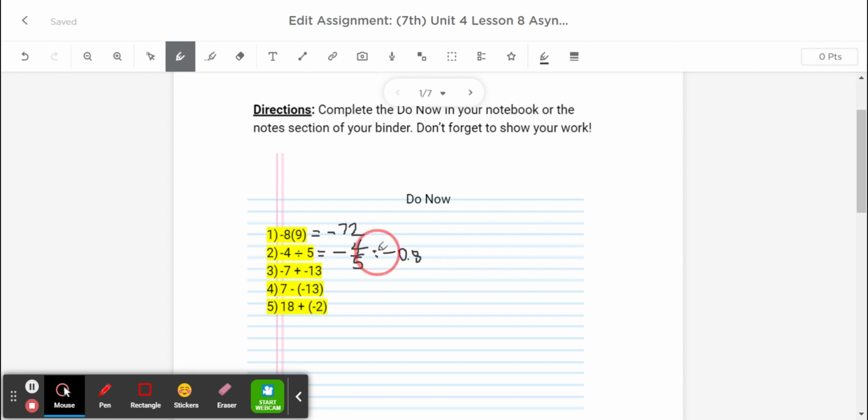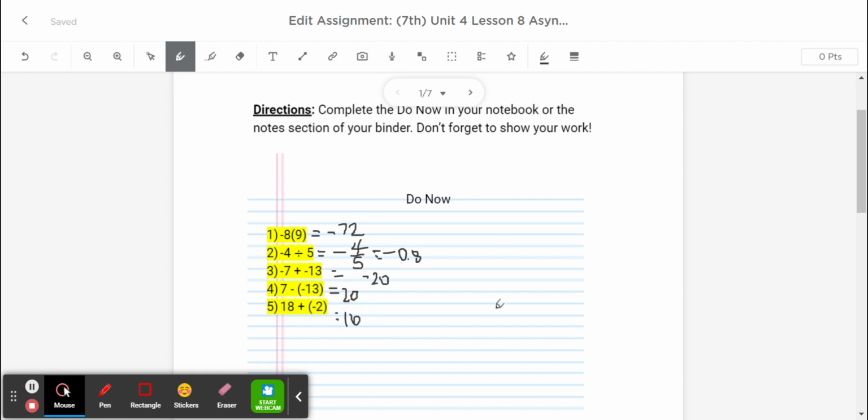Question 3 says negative 7 minus negative 13. When we're subtracting a negative from a negative, it means we're moving left on the number line, and so we end up with negative 20. Question 4 says 7 minus negative 13. Remember, when we take away a negative, we're moving right on a number line, so we end up at positive 20. And 18 plus negative 2 is the same as saying 18 minus 2, which is equal to 16.